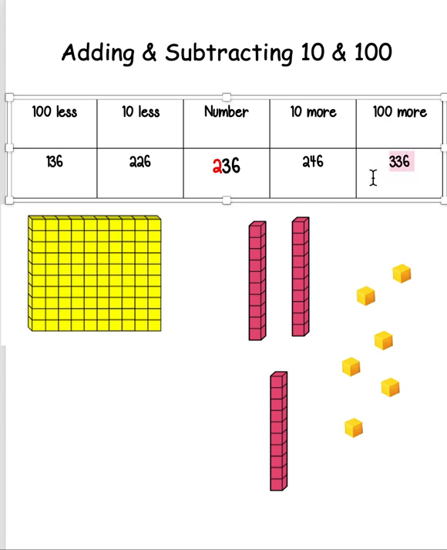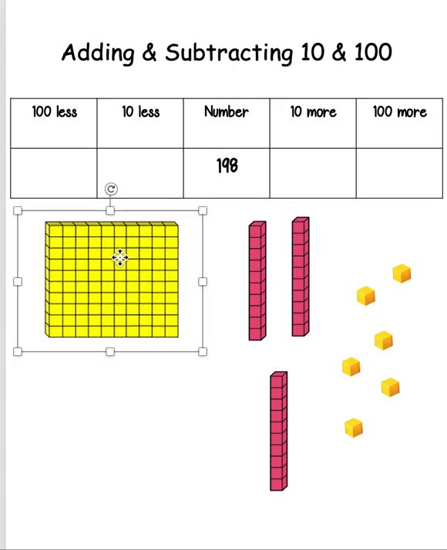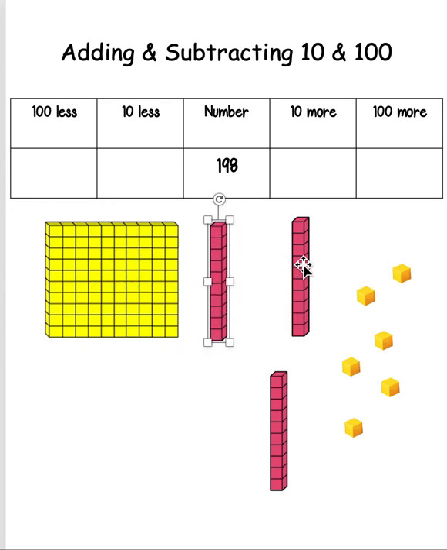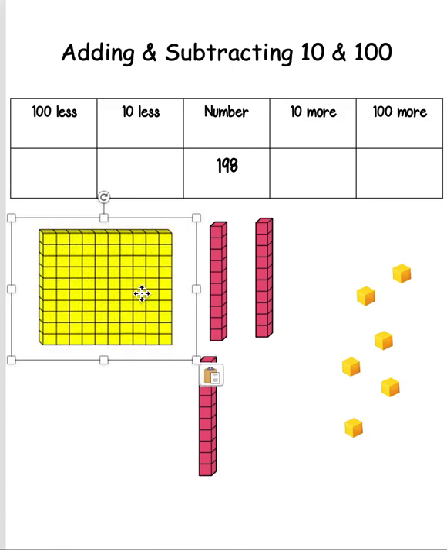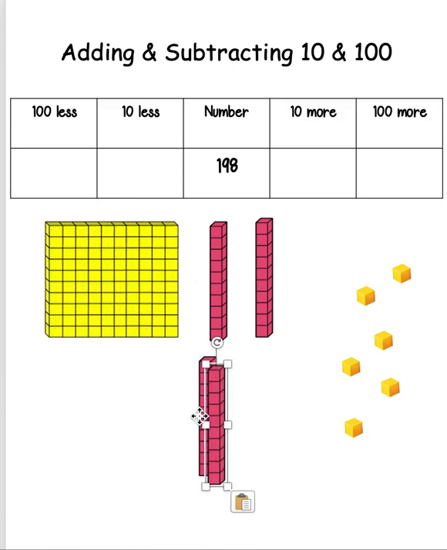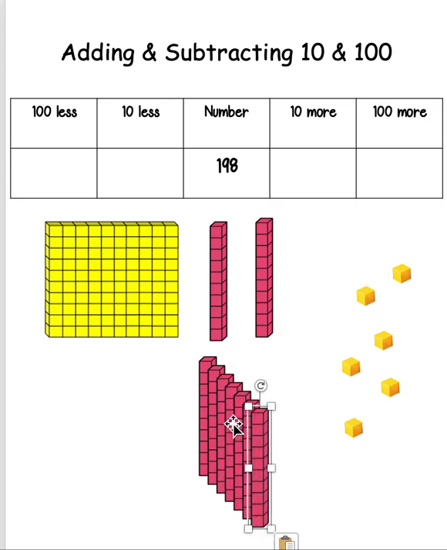Perfect, boys and girls. Now we want to look at a different number because that was an easy one. Nothing changed too much. But what if I have a number like this? Let's do 198. So let's build 198. 100, 10, 20, 30, 40, 50, 60, 70, 80, 90.